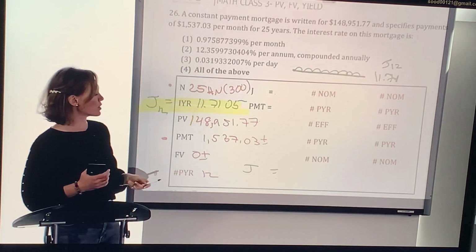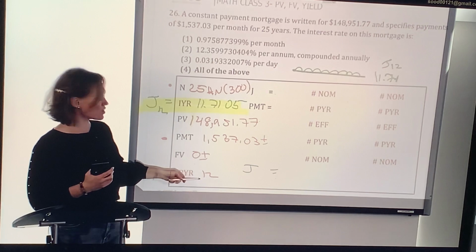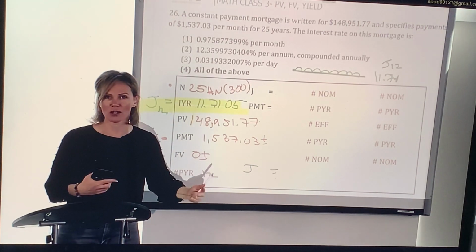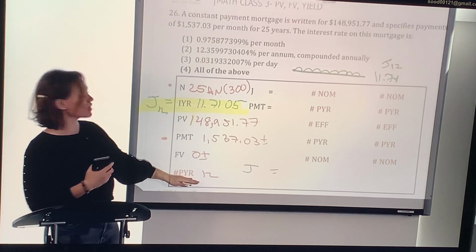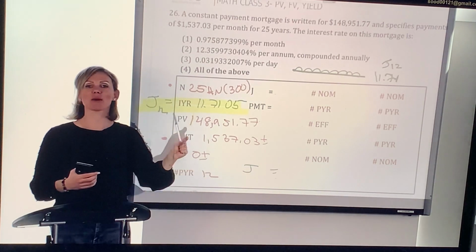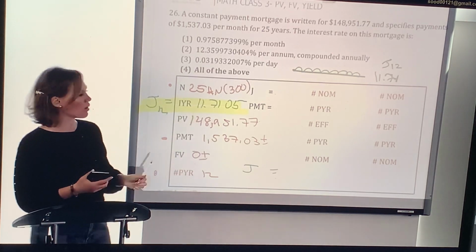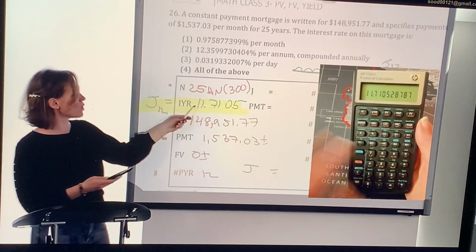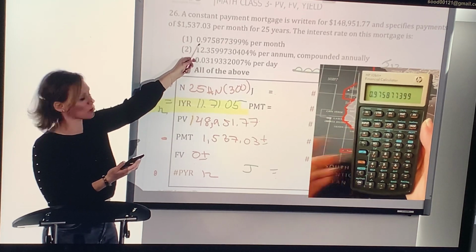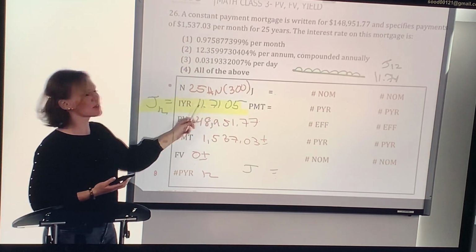But if I ask you how much per each quarter, can I take this 11.71, which is J12, and divide it by 4? No. I need to make sure my PYR is 4 before I get to quarterly. Do you see how it works? The PYR determines what you're in and what you can do. So if it's monthly, then yes, I can find how much per month. I'll divide 11.71 by 12, and it comes up to 0.9758.